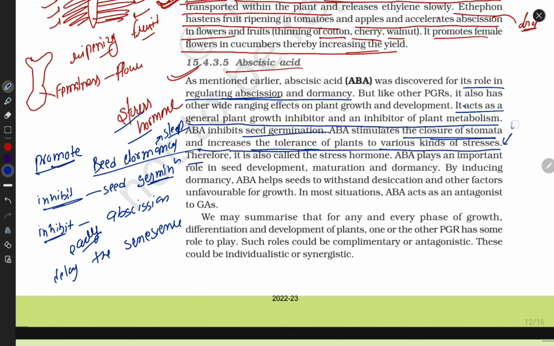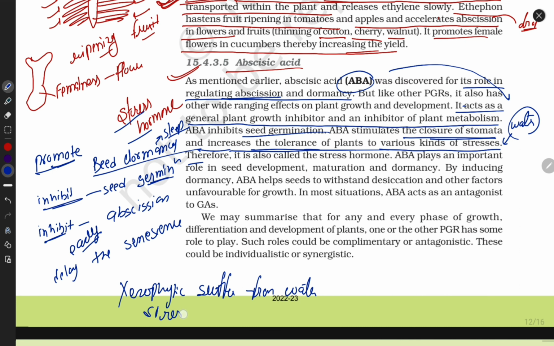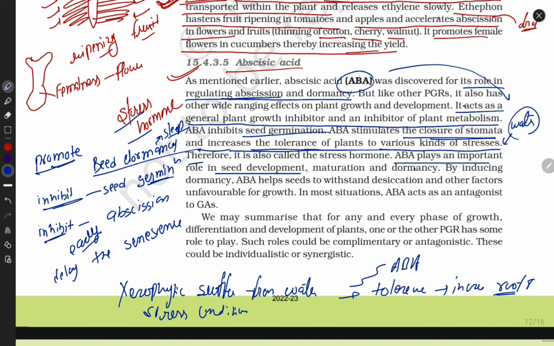If some plant is stressed with water deficiency, at that time ABA will help this plant. We know xerophytic plants suffer from water stress conditions. Then what do they do? ABA gives stress tolerance. They increase root growth, so the plant can easily absorb water if there is any water anywhere. ABA plays an important role in seed development because they inhibit seed germination, so the seed can develop inside in a relaxed form. Reduced maturation means they promote dormancy.